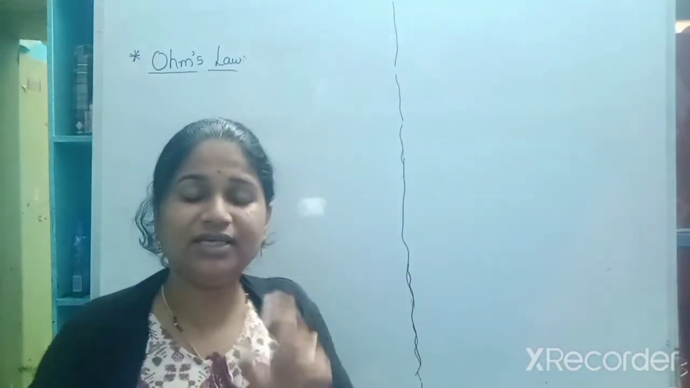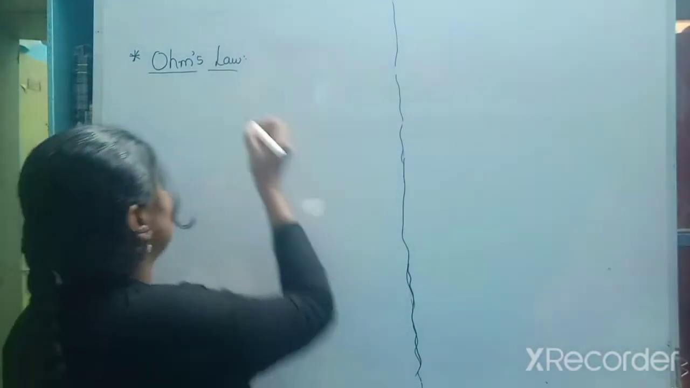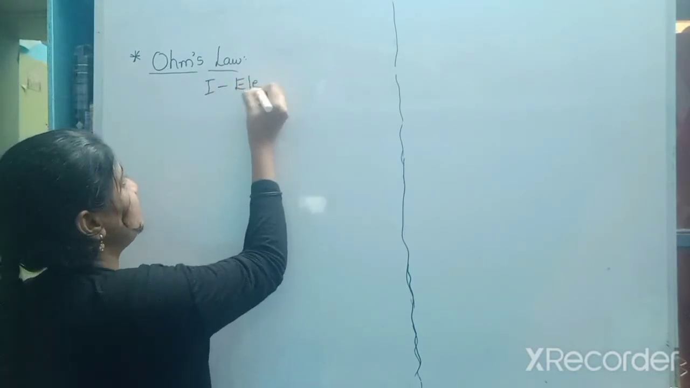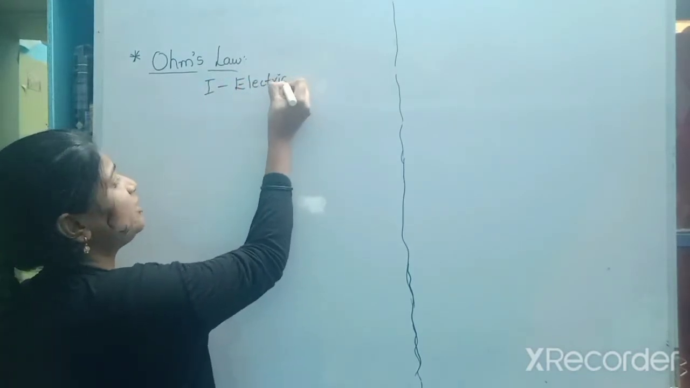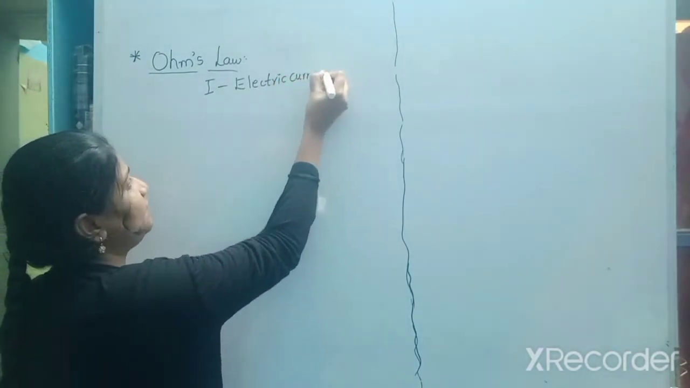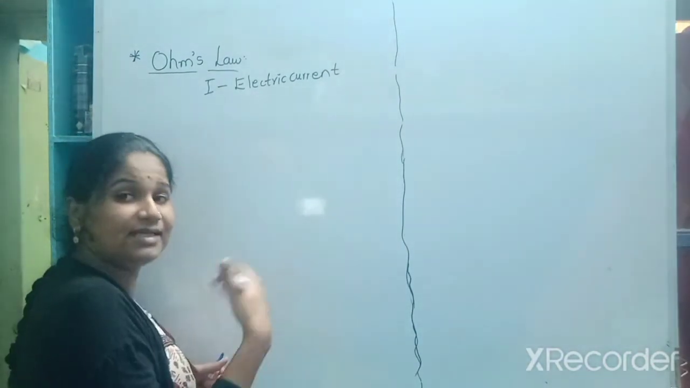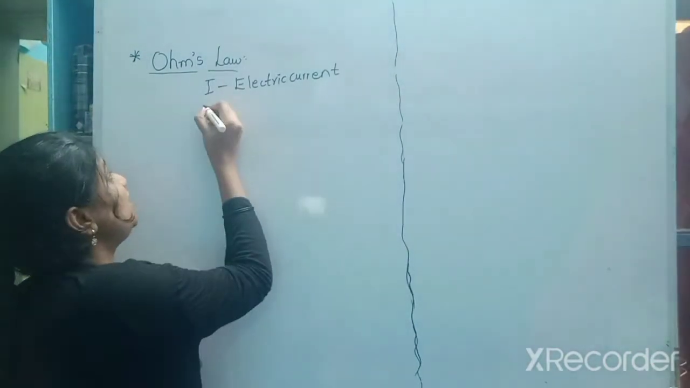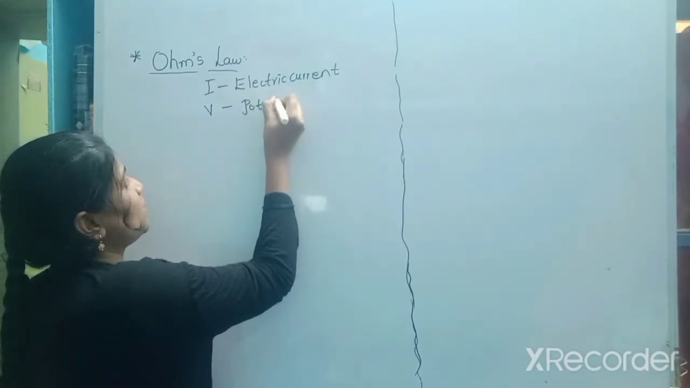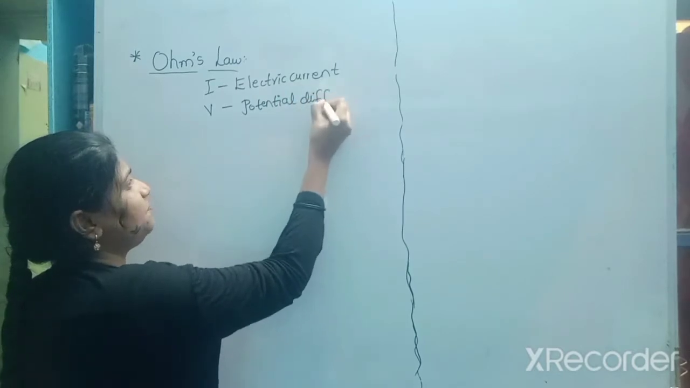For example, in the first session, we discussed the electric current, which is denoted by capital letter I. Then in the second and third sessions, we discussed the potential difference.